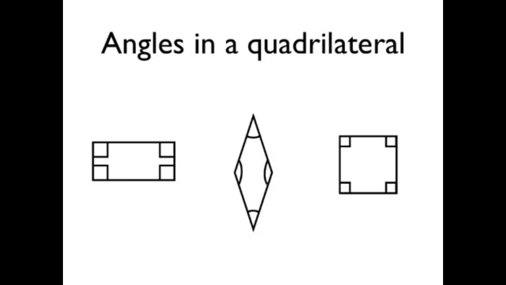Let's learn about angles in a quadrilateral. Quadrilaterals are four-sided shapes made up from straight sides. And the angle rule that we're about to learn actually applies to all quadrilaterals. So whether it's a rectangle, a rhombus, a square, or even an irregular quadrilateral, whatever quadrilateral you can think of, this angle rule will apply to it.